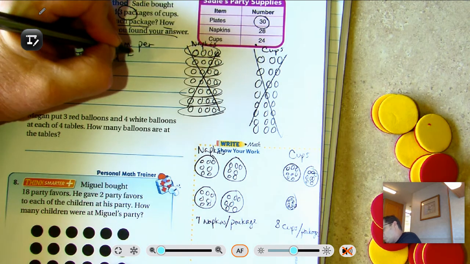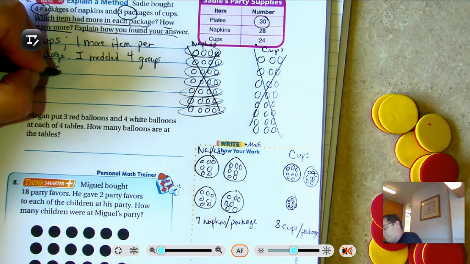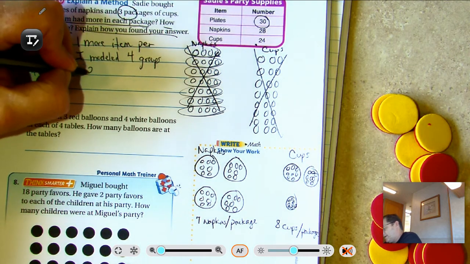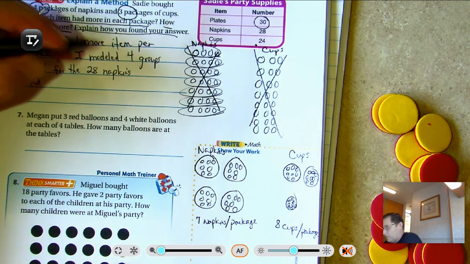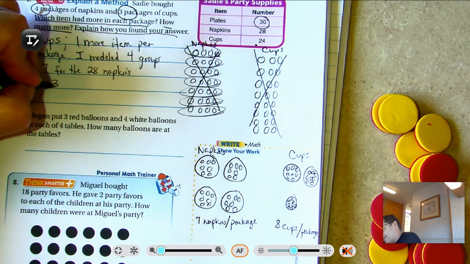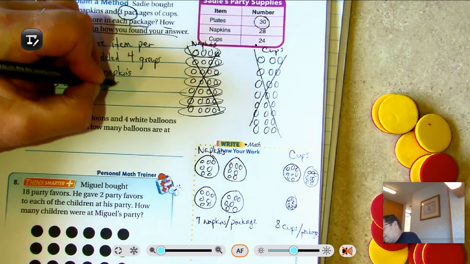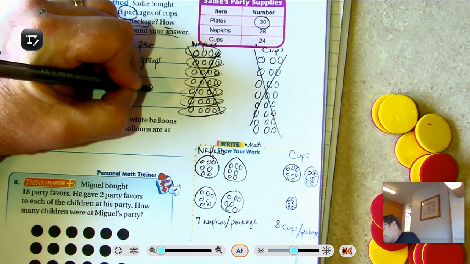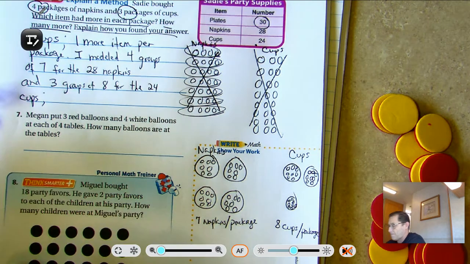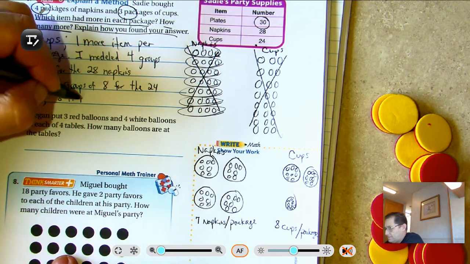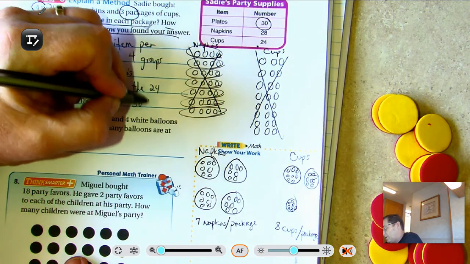I modeled 4 groups of 7 for the napkins, for the 28 napkins, and modeled 3 groups of 8 for the 24 cups. 8 is more than 7, so there are more cups per package.